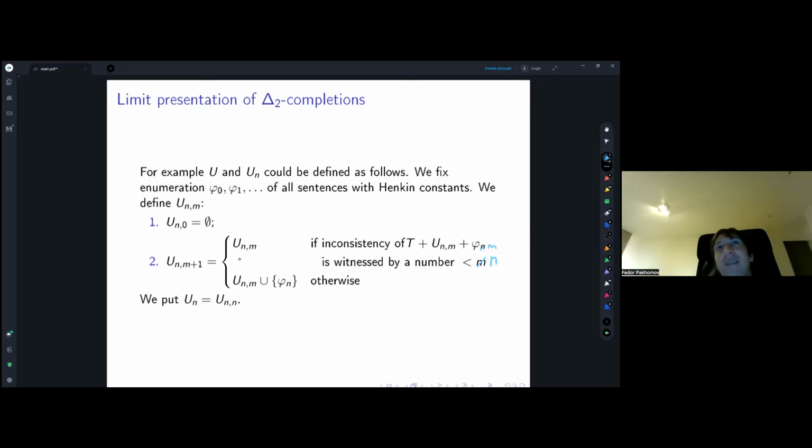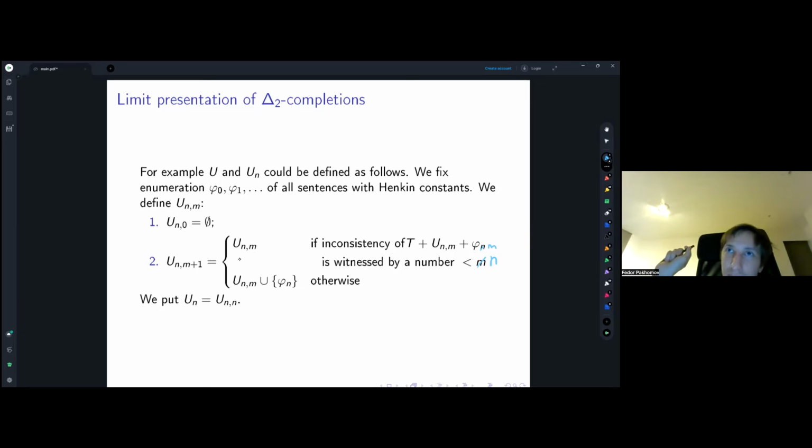But we could ask whether this consistency is witnessed by a small number. What witnessed by a small number basically means, for simplicity, is that if the axiomatization of T is not just enumerable but actually decidable, then you are asking whether there is a proof of contradiction of length less than n.